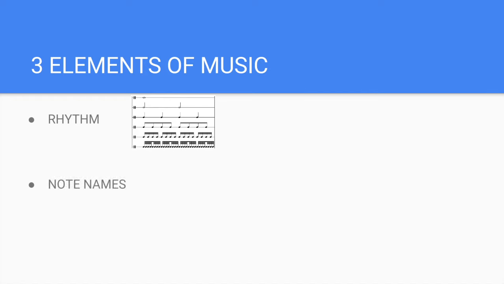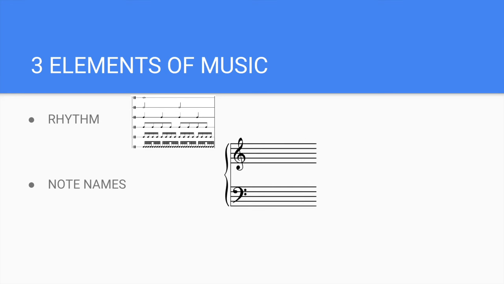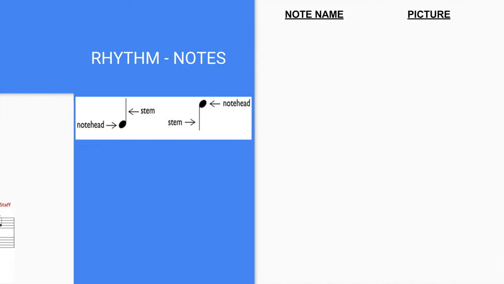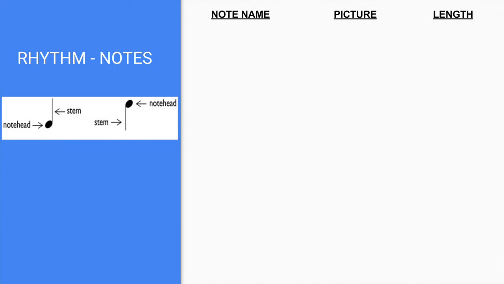Today we are going to talk about three elements of music. The first is rhythm. The next is our note names, A through G, and how they fit onto the musical staff. And finally, we're going to learn how to apply those notes onto an instrument like the keyboard. First, let's talk about our rhythms.